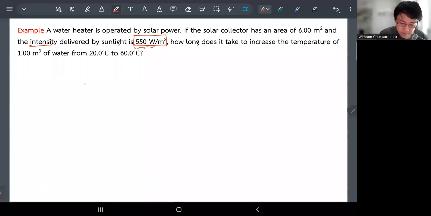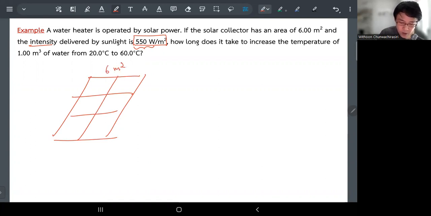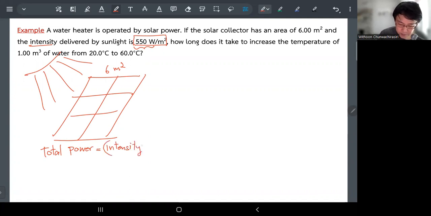So what you have over here is a panel of 6 square meter. So that's 6 square meter. The total power, sorry, I said energy, power, is going to be just taking the intensity and then you just multiply by the area. Does that make sense? Because the intensity is just the power per unit area. Now you have 6 square meter, multiply by 6, you get the total power. So at least now you know your panel can give the power of 550 times 6 watts. Okay, so that's good. That's the power of your panel.